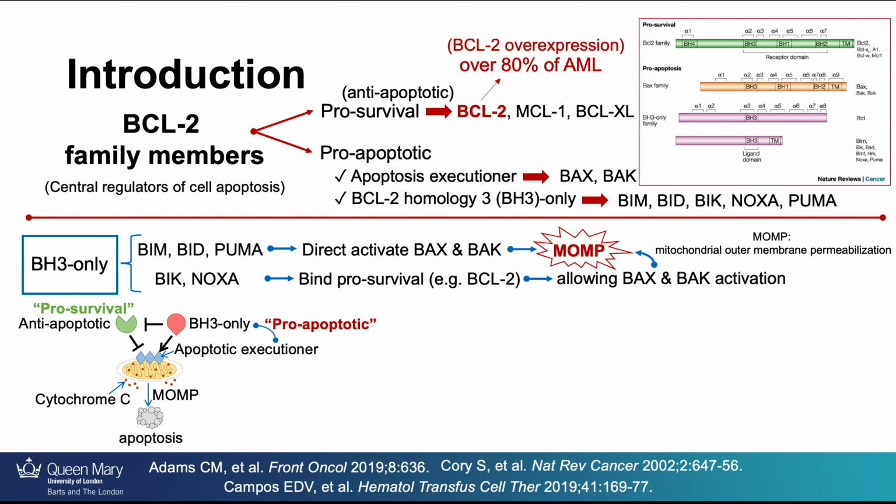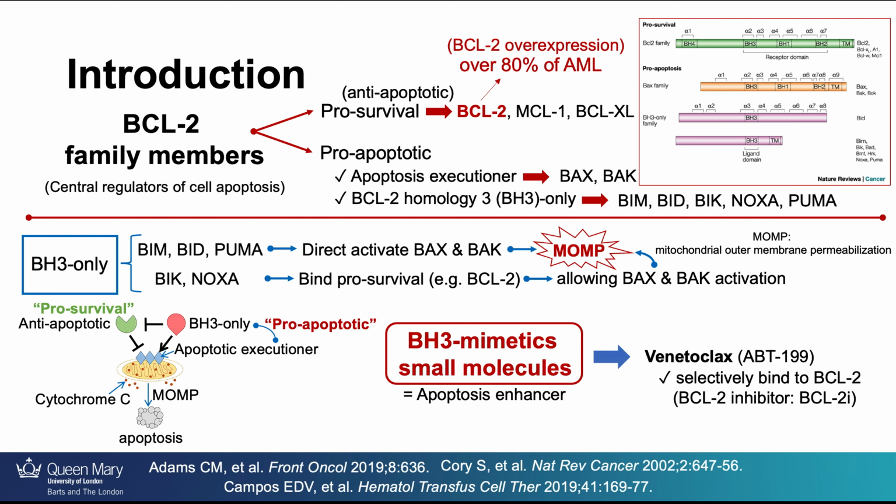Looking into the mechanism of the BH3 proteins, from this cartoon here, BH3 proteins can directly activate apoptotic executioners or inhibit the pro-survival proteins. Both of these mechanisms can result in mitochondrial outer membrane permeabilization and lead to cell apoptosis. From this idea of the BH3 mechanism, the invention of BH3 mimetic small molecules can be an apoptotic enhancer. One interesting molecule here is venetoclax, which binds to BCL-2, so we call it a BCL-2 inhibitor.